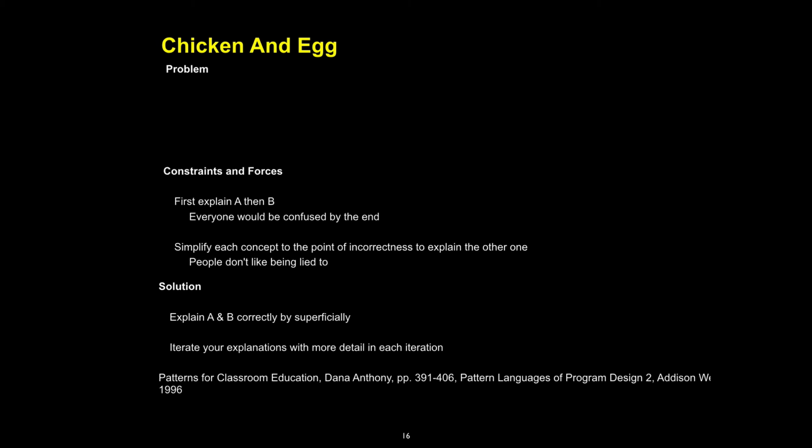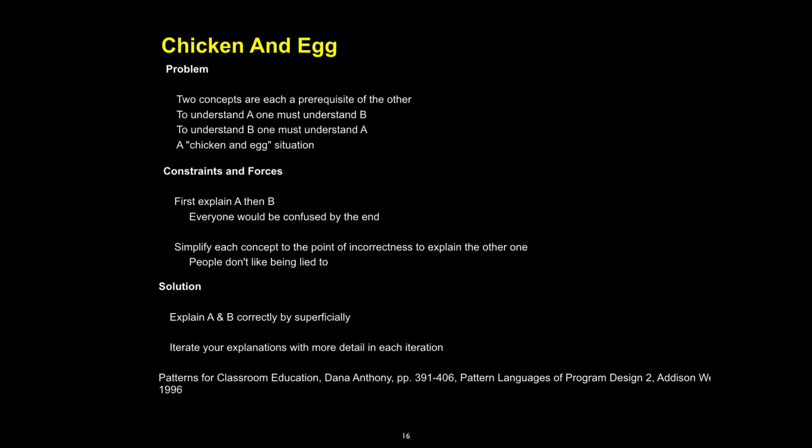And why doesn't it work? Here's a pattern of education, and often there are two concepts related. To understand one, you need to understand the other, and to understand the second one, you need to understand the first one. So what do you do? If you just explain A first, they're all confused because it depends on B, but you don't know about B yet.